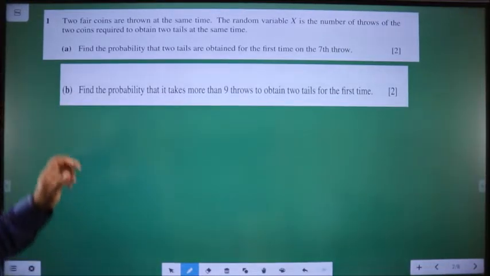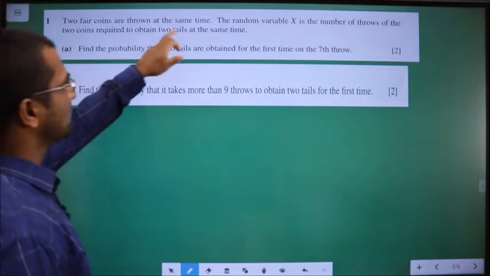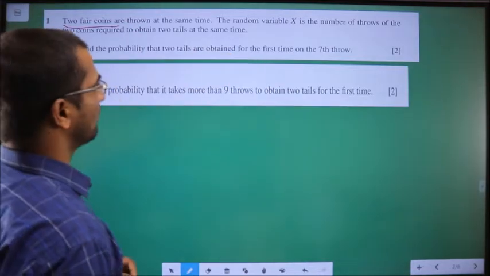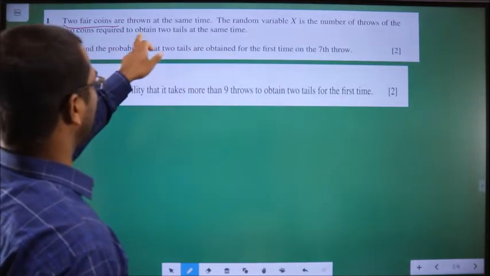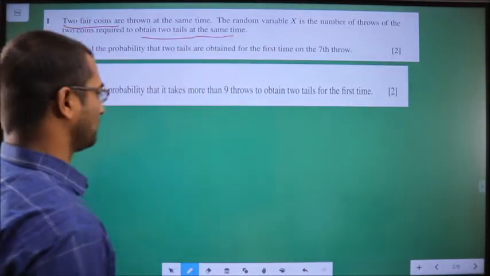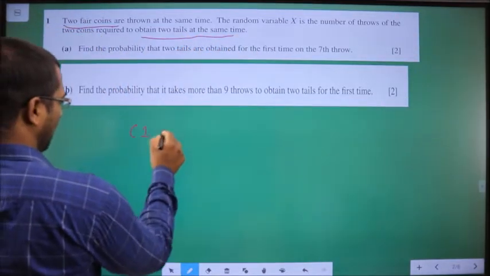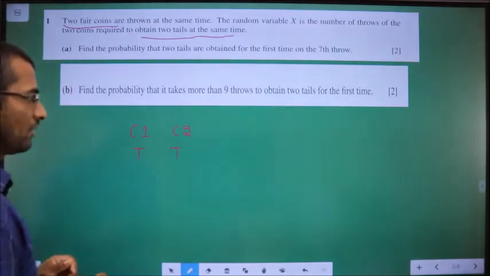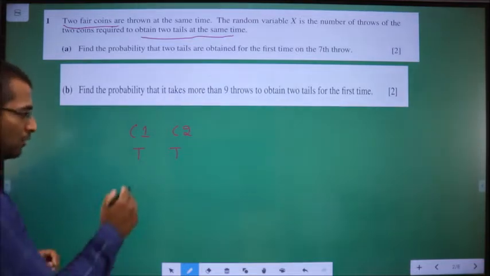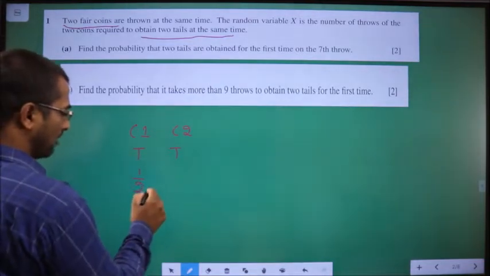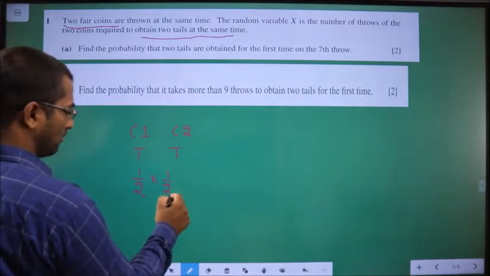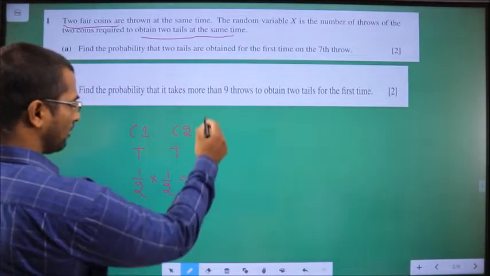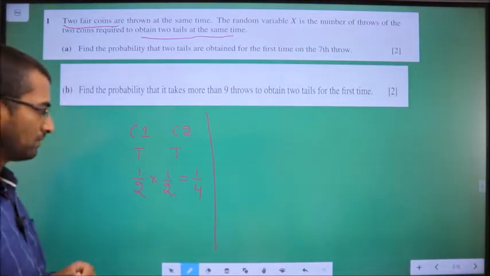Question 1. Two fair coins are thrown at the same time. The random variable x is the number of throws of the two coins required to obtain two tails at the same time. So in coin 1 and coin 2, I should get tail in both of them. What is the probability of getting a tail in both? Getting a tail on the first coin is 1 by 2, second coin also 1 by 2. Both should happen, so multiply. So the probability of getting a tail on both the coins is 1 by 4.